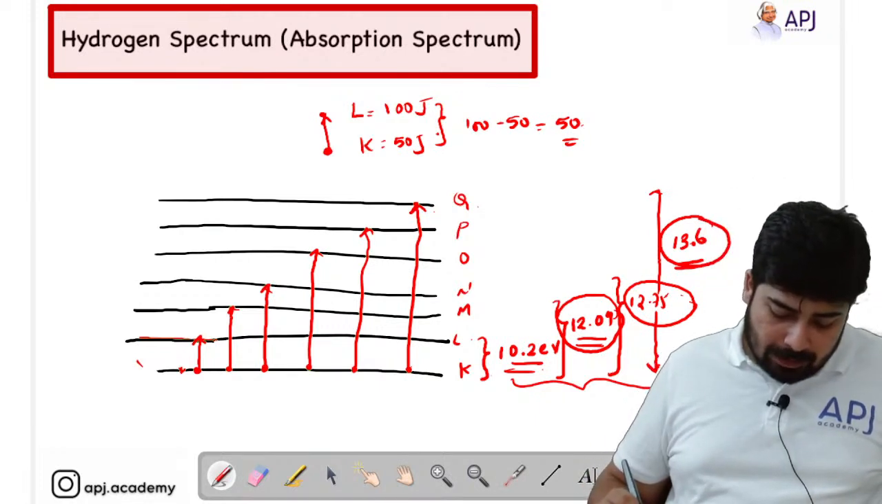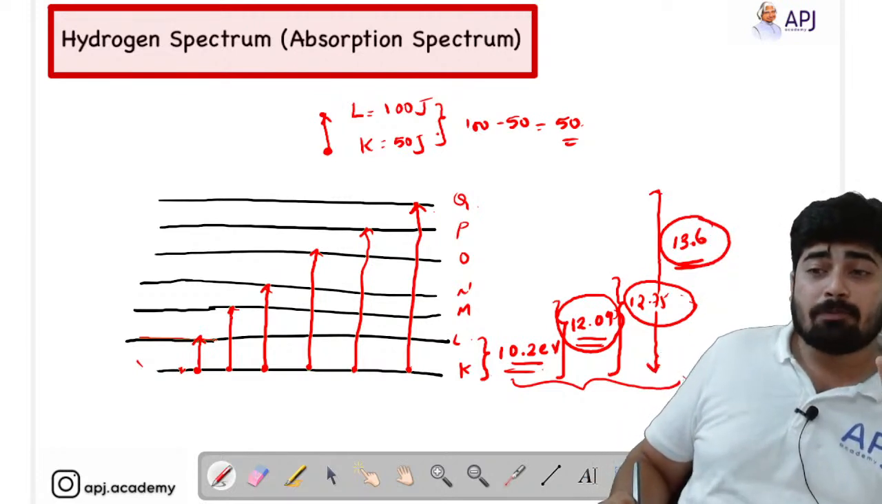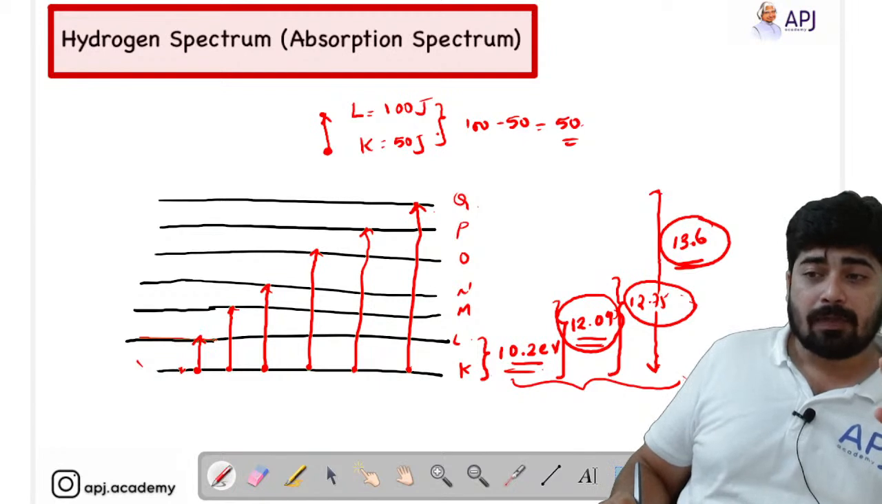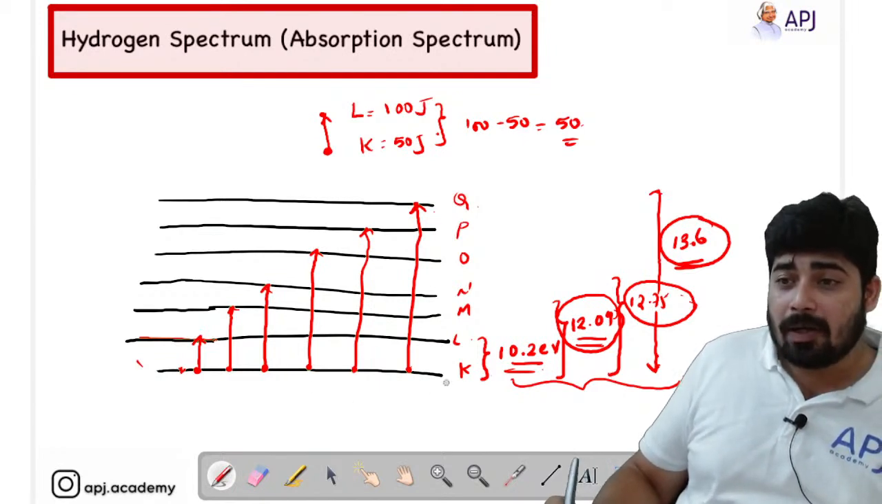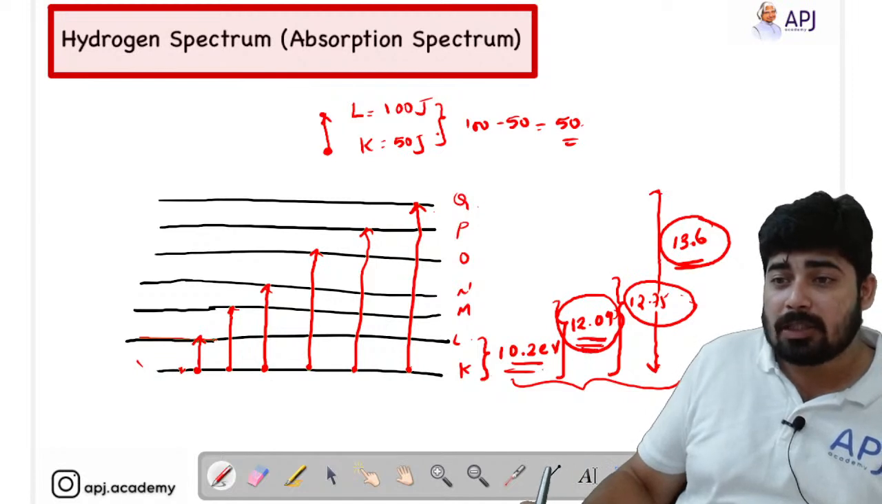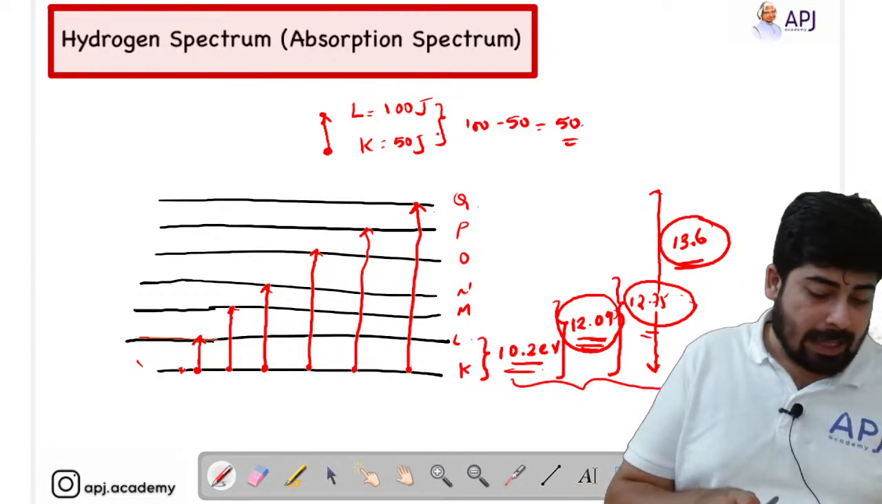Hadia Faruqi is asking, what if it absorbs 12.5? See Hadia, if it is absorbing 12.5, actually that case is not possible. The electron can only absorb this particular amount of energy. Okay, it is very specific that it can absorb only this much amount of energy.